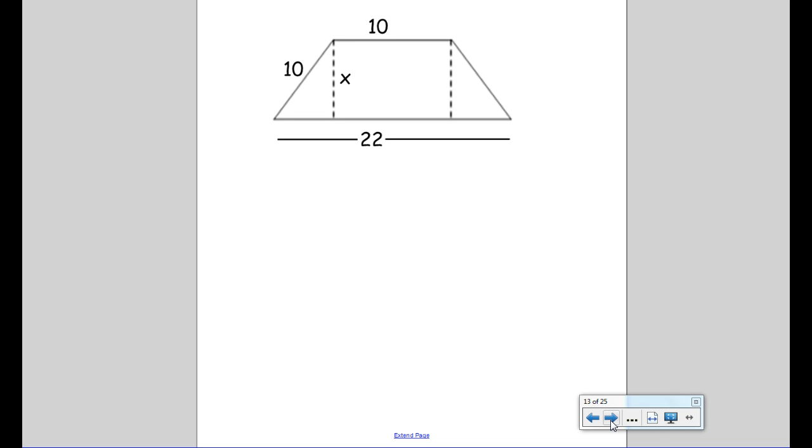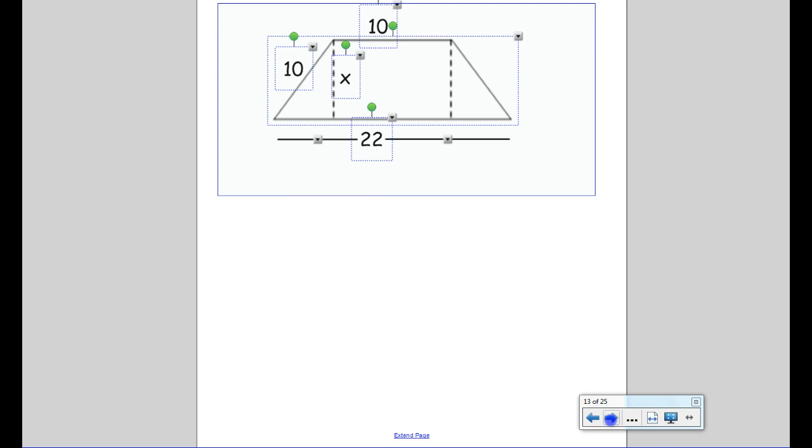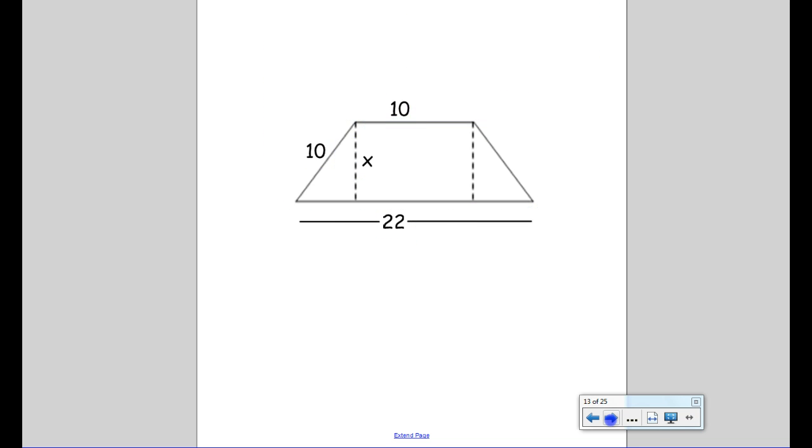Okay, here's a good one. You have to take away 22. Draw that picture on your whiteboard because we really need to focus on this one. Draw a short segment and then a longer segment and then connect them.